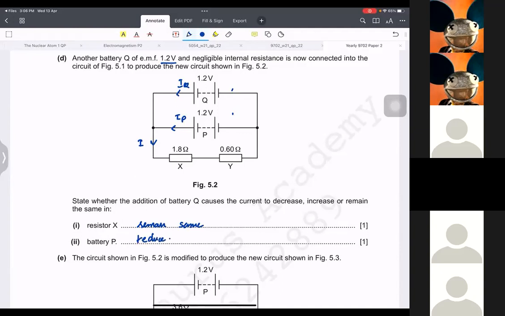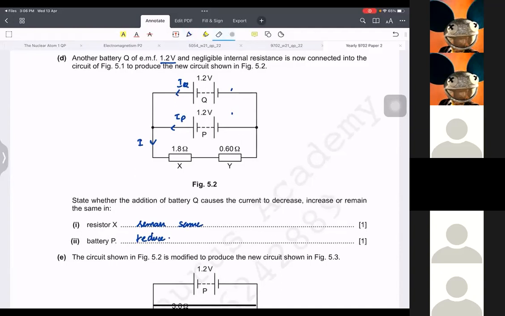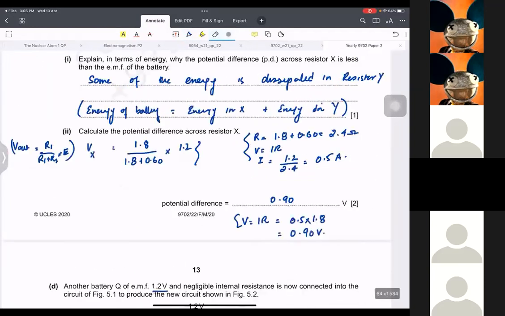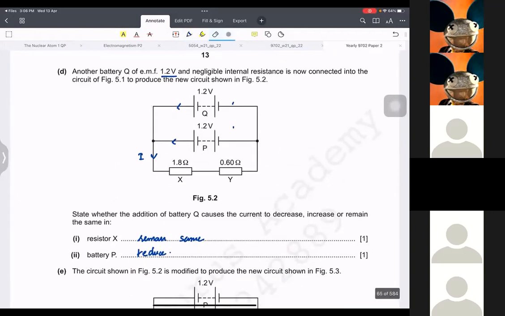Sir, can you please explain this again? Yes. In parallel, the voltage remains the same. So if this is 1.2, this is 1.2, so they will also get 1.2. Do you understand? Yes sir. The only difference it makes is that the current that Q is giving and the current that P is giving add up to make the same current that was there before.